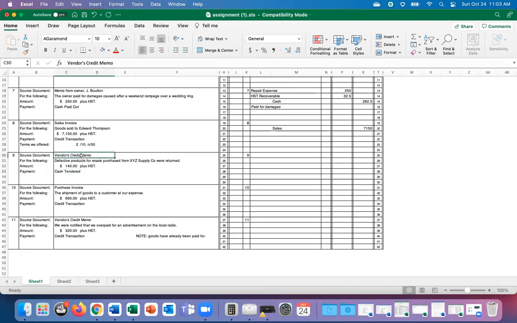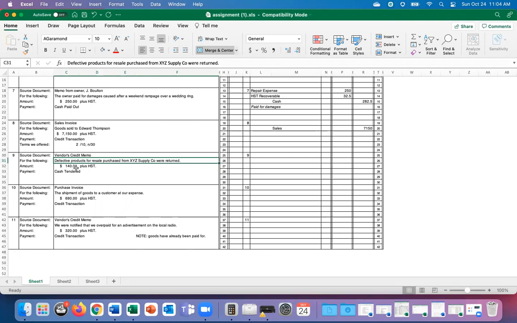All right, so this one, let's say we're running our sweatshirt business, and we got a bunch of sweatshirts from our supplier, XYZ Supply Co. And a number of them had a problem. There were holes in the sweatshirts, the stitching was bad, the color was wrong, any number of things. So we decided to return $140 worth of sweatshirts back to the company that we bought them from, the wholesaler or the manufacturer, whatever this XYZ Supply company is. And so we send it back, and then we're going to get $140 plus HST back into our account.